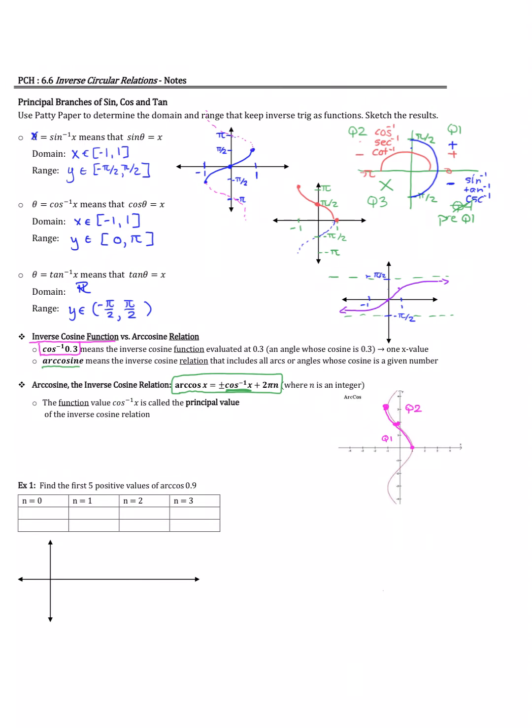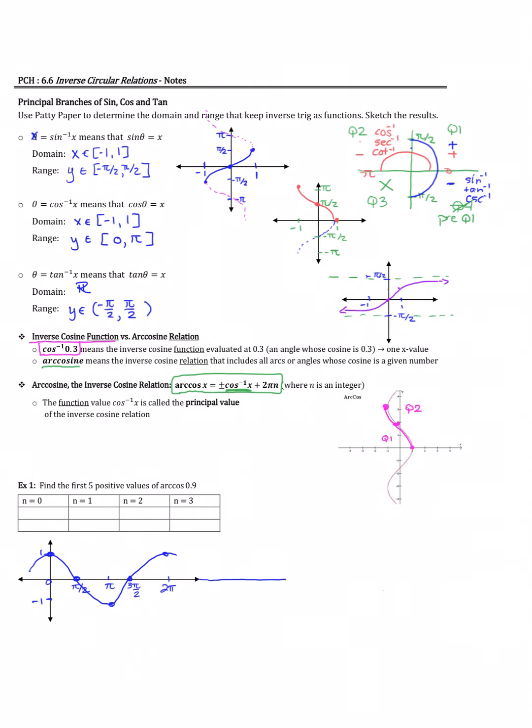So we want to find the first 5 positive values of arc cosine 0.9. Let's give ourselves our cosine graph. So remember, cosine goes from -1 to 1. We have 0. We're going to go out to 2 pi. Here's pi, pi over 2, 3 pi over 2. So again, cosine starts high, sinusoidal, low, sinusoidal, high. So here is your regular cosine graph, which would actually keep going.